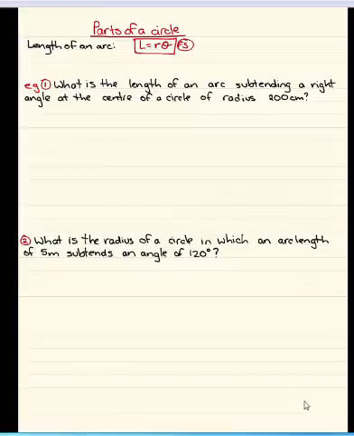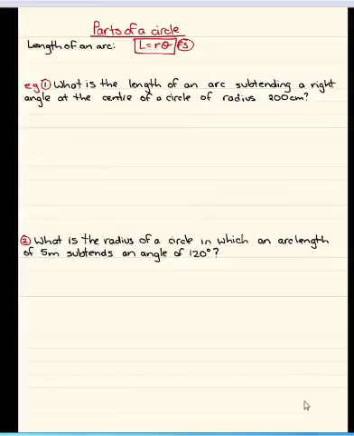This lesson we're going to look at evaluating some of the parts of a circle when we're calculating in radians. So we've done things like circumference of a circle and area of a circle previously. What we're going to start looking at now is length of an arc and the area of a sector of a circle when we're calculating in radians.